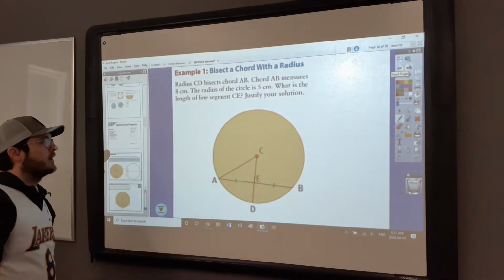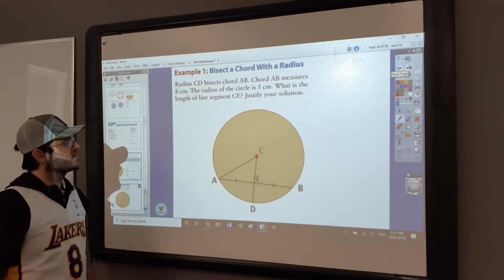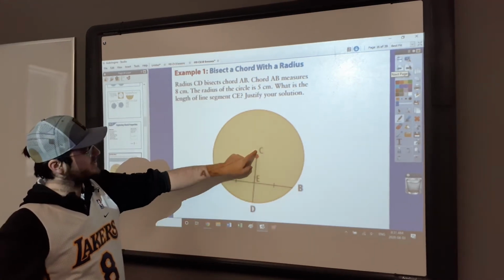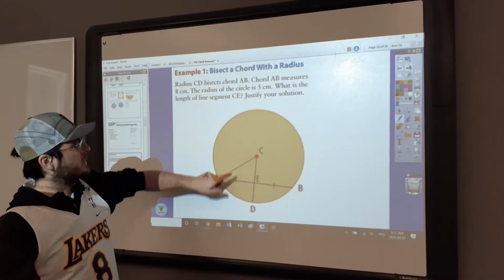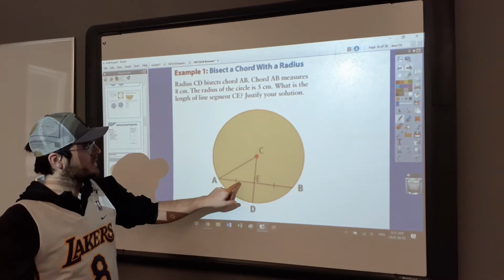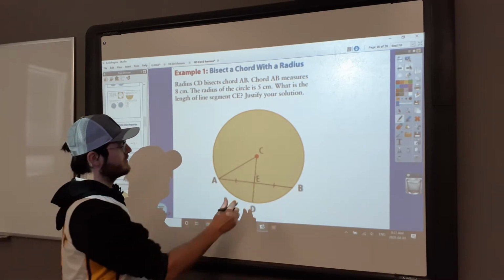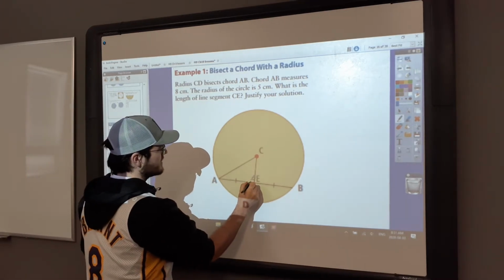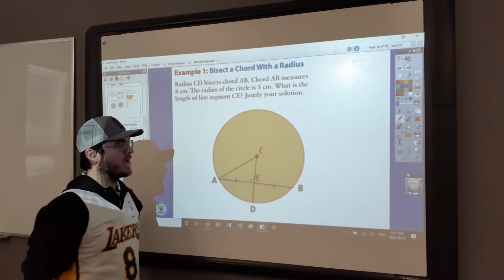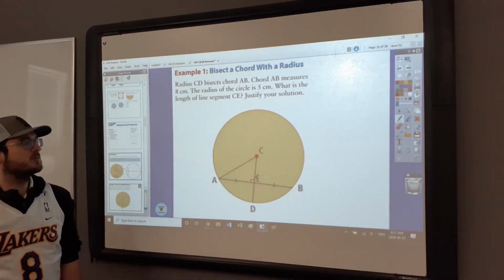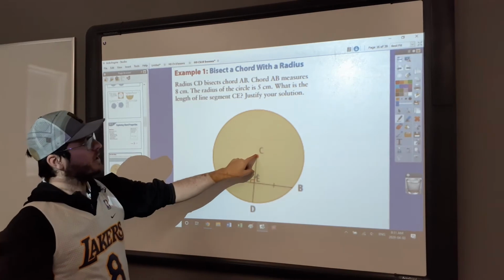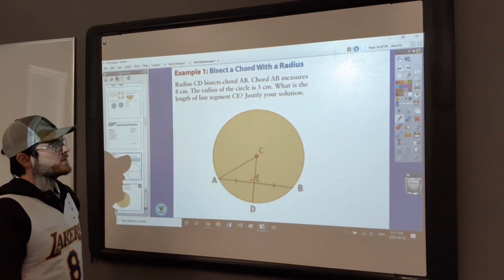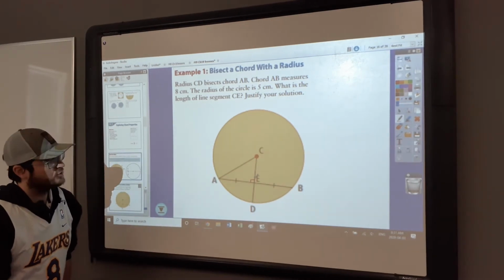This is where we're going to use this rule. Radius CD, which is the radius of the circle because it's cutting from the middle, bisects the chord. Because it bisects it, these two are the same, which based on our rule means this must be a 90-degree angle. You may already see where this is going: if I just created a right angle, I have a right angle triangle, and we know a certain theorem we can use with right angle triangles.